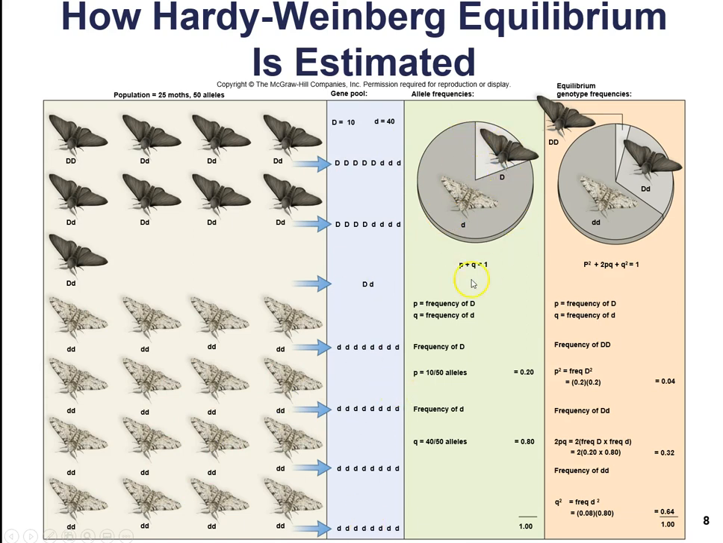Okay, so you can count up these number of alleles, and you can see here that, again, p is going to equal the frequency of D, right? How many big Ds you have in your moths. You can count them up. q is the frequency of little ds, how many recessive alleles you have, okay? And so here you have, for p, 10 out of the 50 alleles, which is 0.2, right, 20%. And for the recessive allele, you have 40 out of the 50 alleles, okay, or 0.8 or 80%.